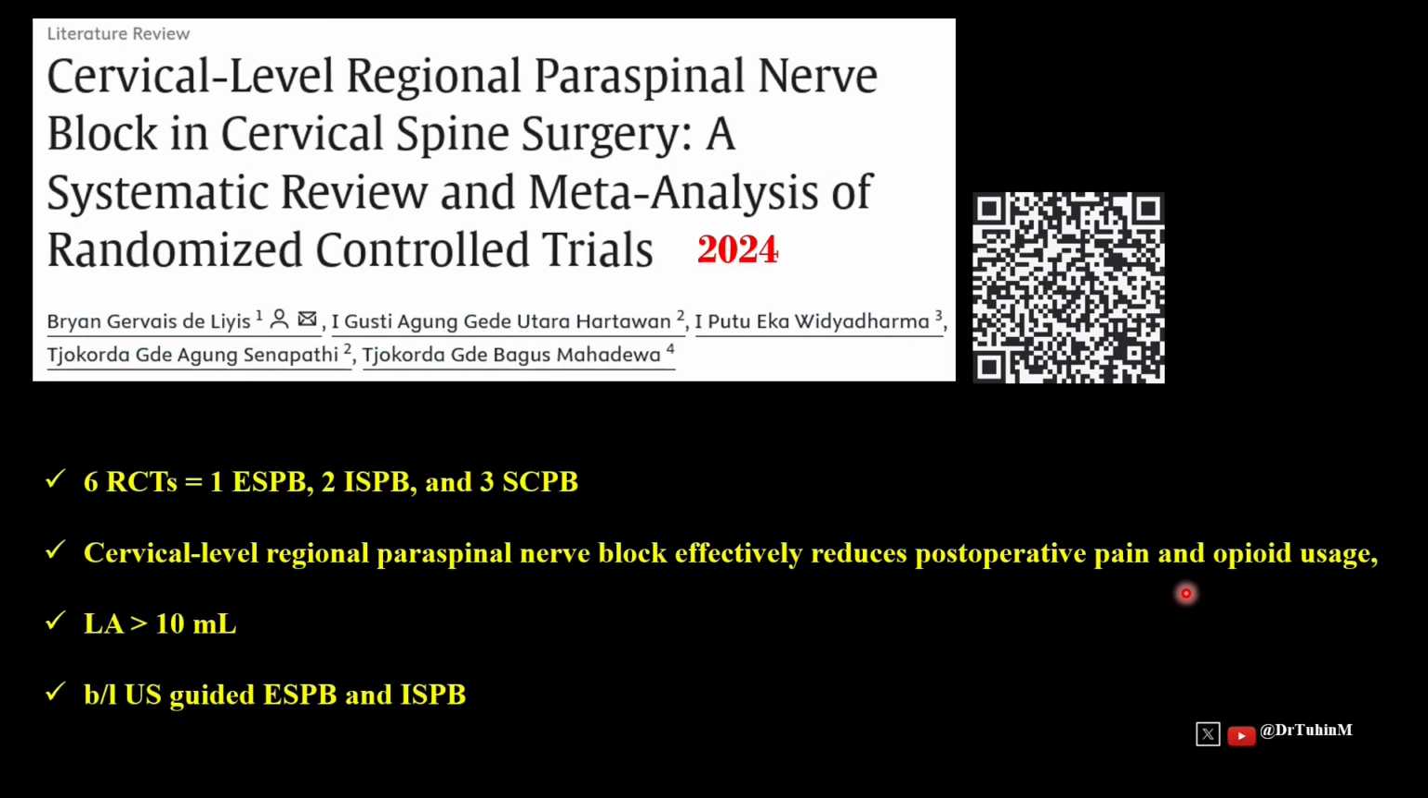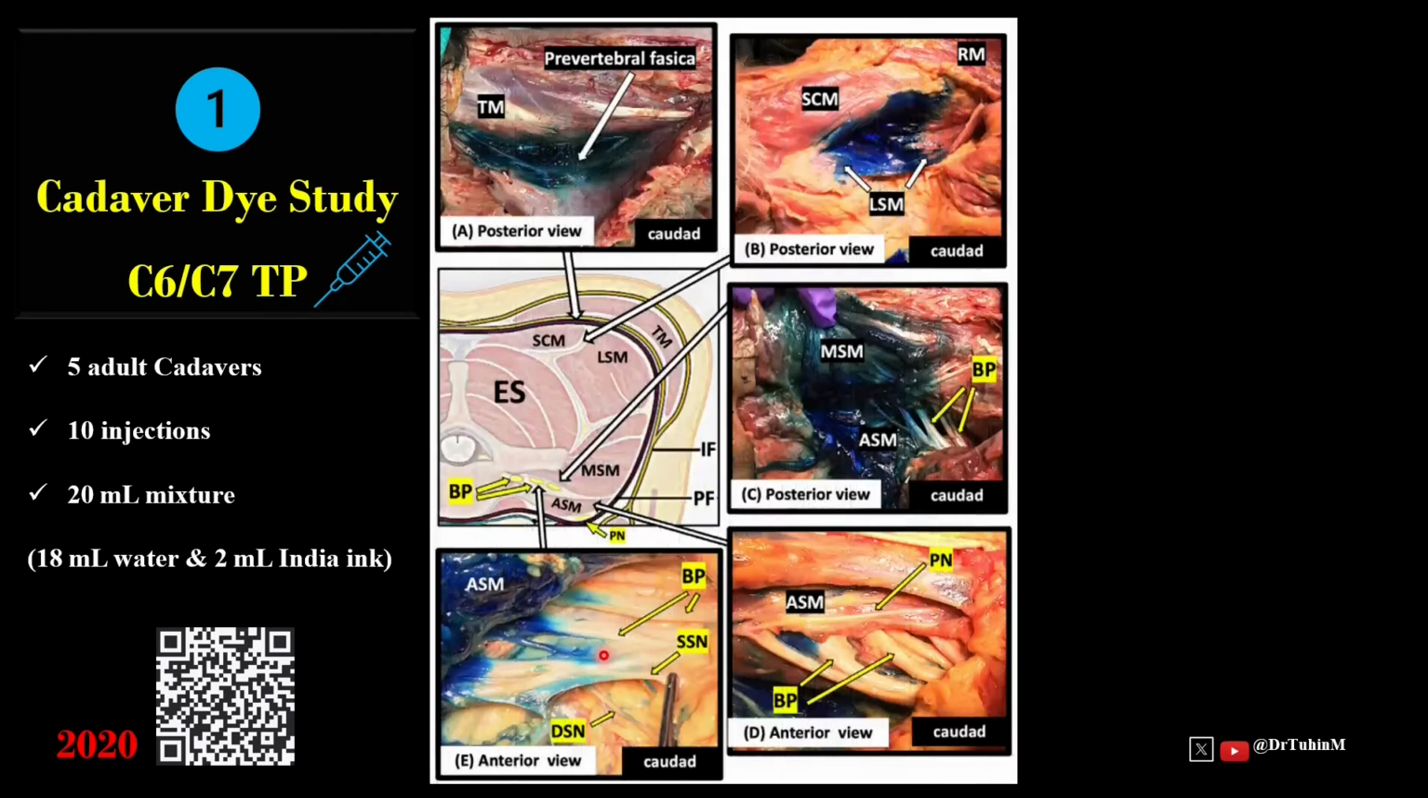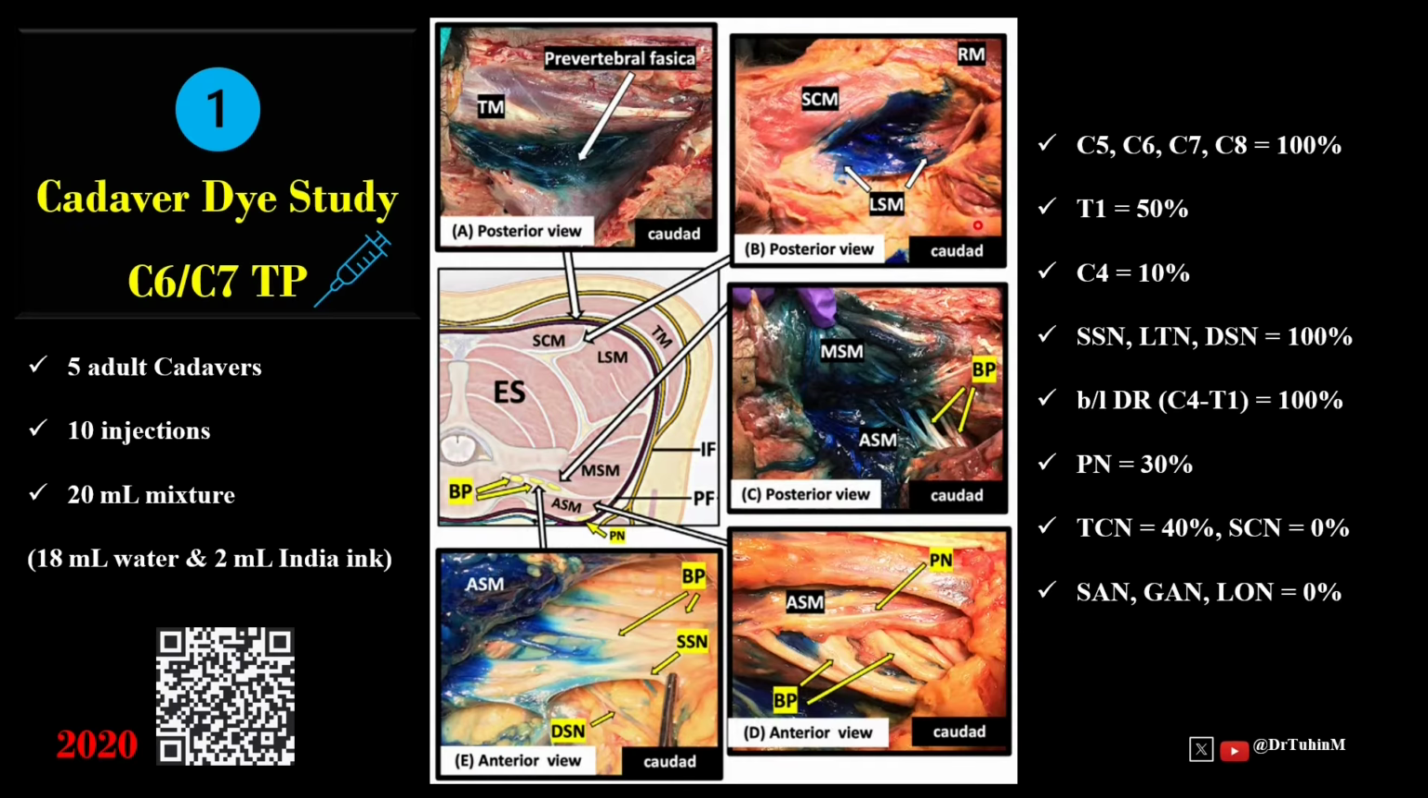This one is a meta-analysis of the erector spinae block. Not many patients; it is a small-scale systematic review and meta-analysis, but they concluded that paraspinal blocks, whichever we are performing, can help in reducing postoperative pain and opioid usage. The LA volume used was more than 10 cc, and it was always a bilateral ultrasound-guided block. If you look at the cadaveric dye study, the C6, C7 transverse process injection I was talking about ultimately resulted in a C5, C6, C7, C8 block in 100% of cases.